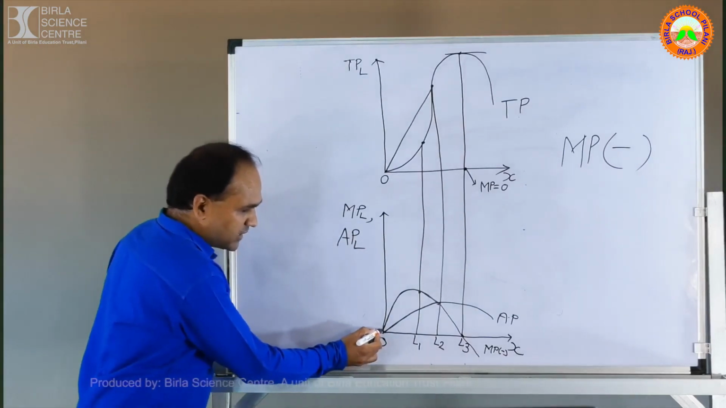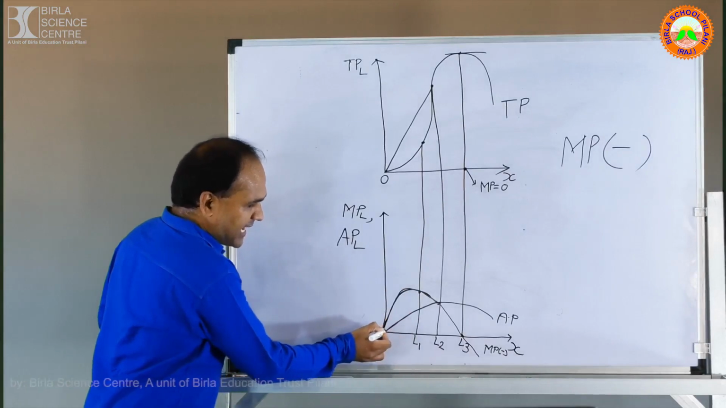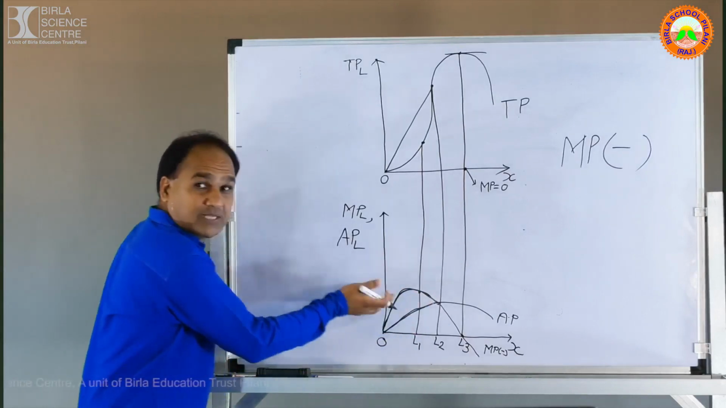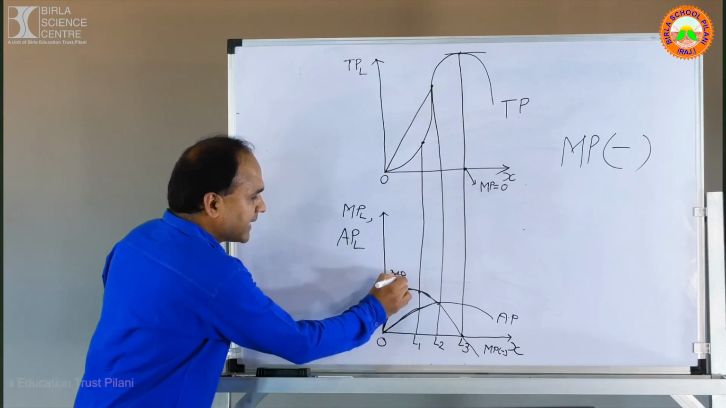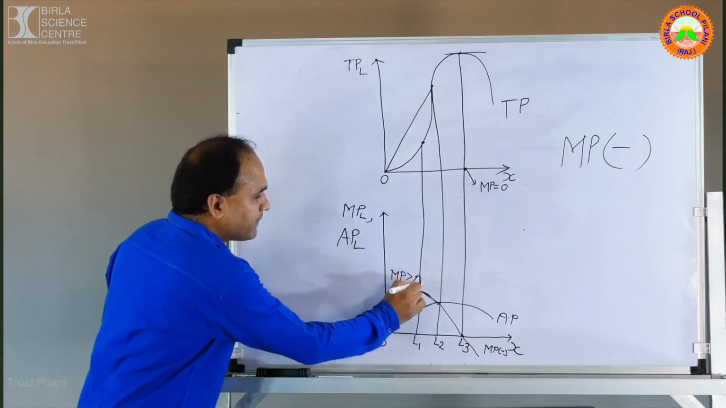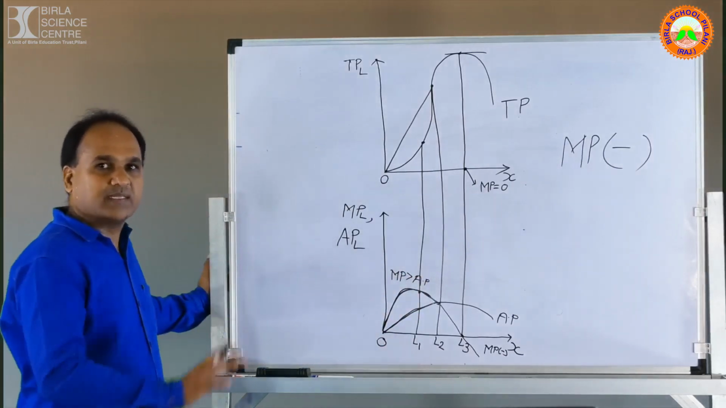Number 1, this is MP. When MP is increasing, look, AP is also increasing. Which one is on top? MP. So we can write there MP greater than what? AP. So first relation, when MP increases, AP also increases, but MP is greater than AP.